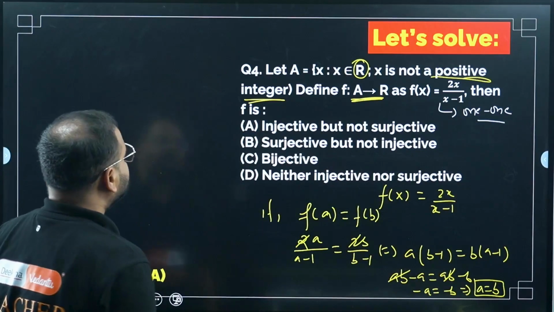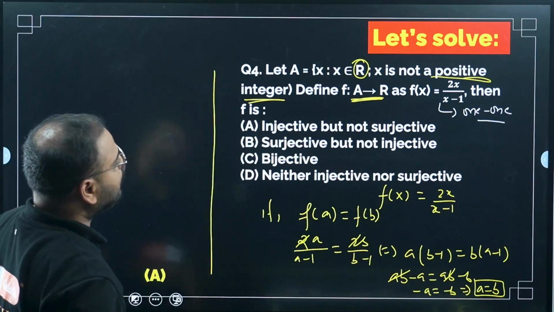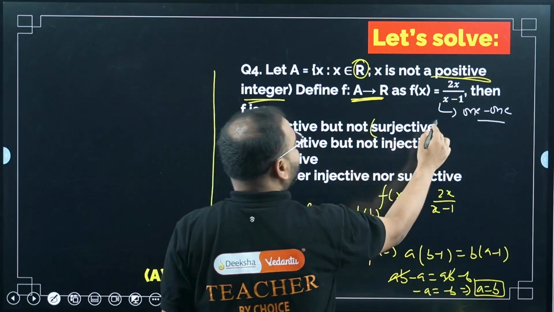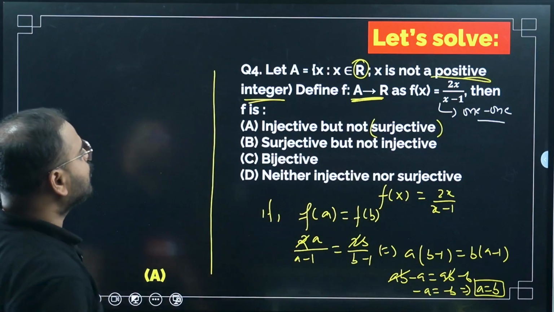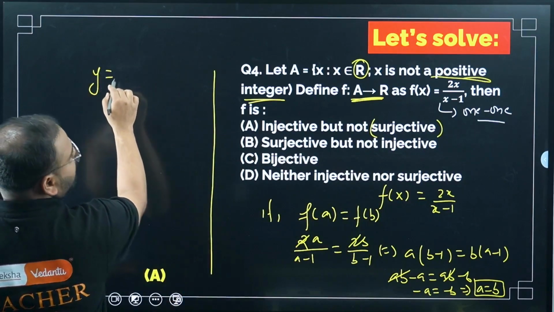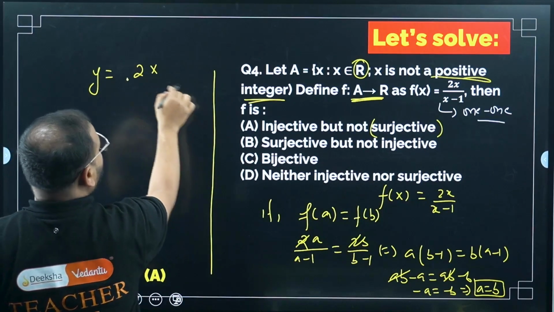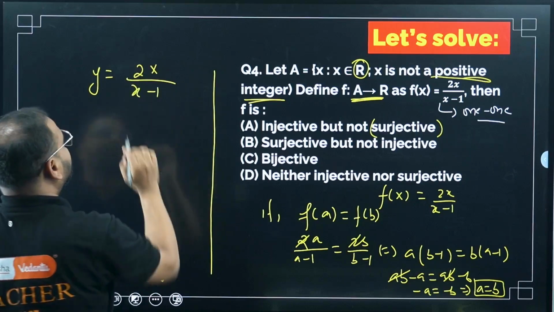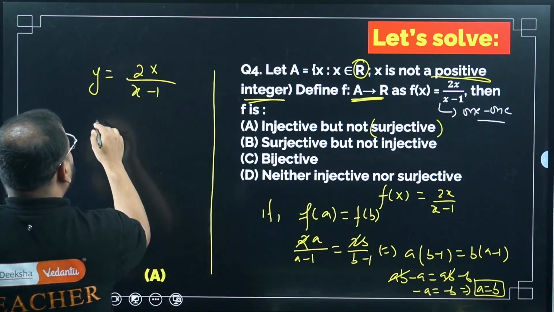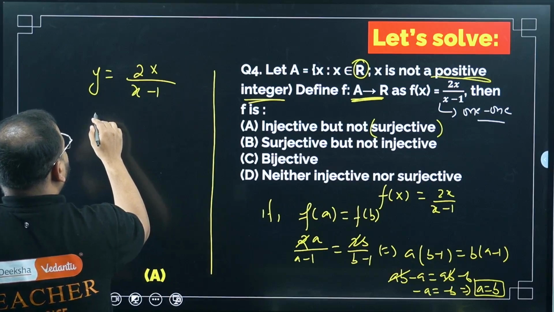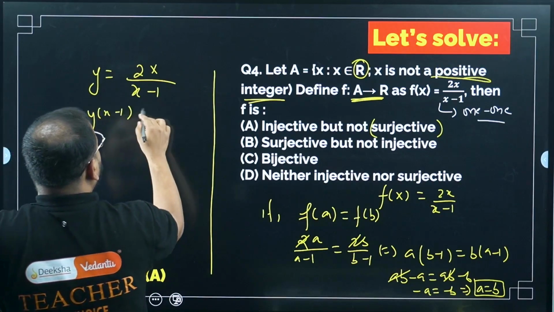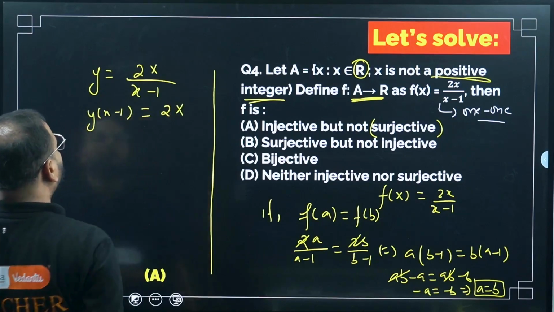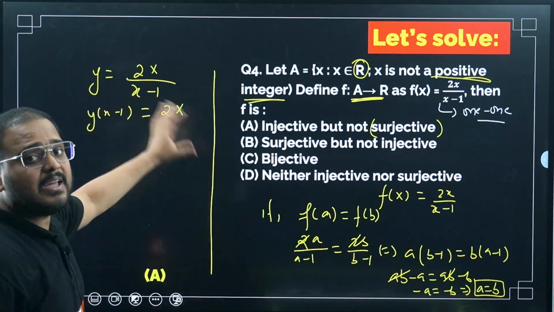Let's check here. What about onto? Onto, another name is surjective. I told you, remember both the names. Let's check for onto. I can take this as y equal to 2x upon x minus 1. Replace this. I can write this as y times (x minus 1) equals 2x. I'm trying to make x the subject.